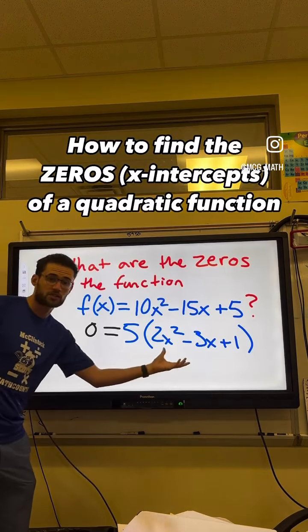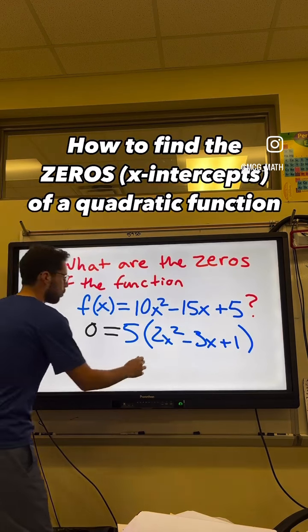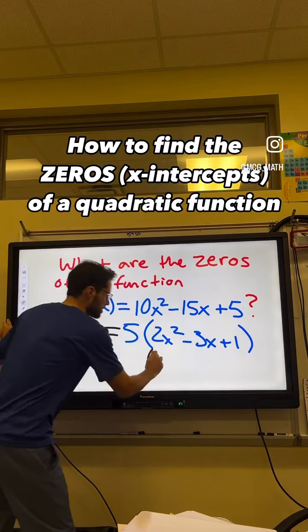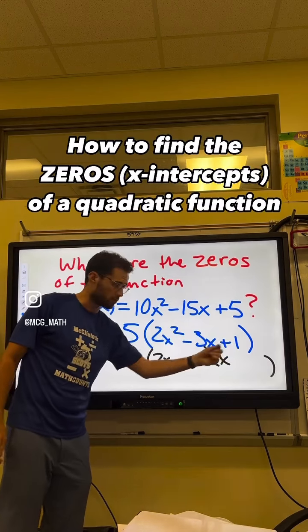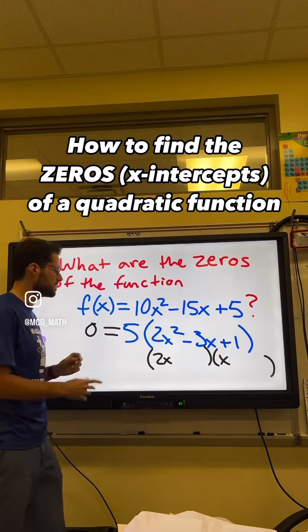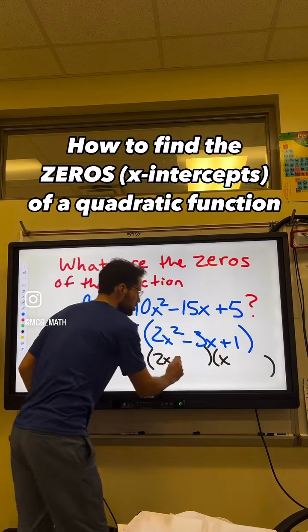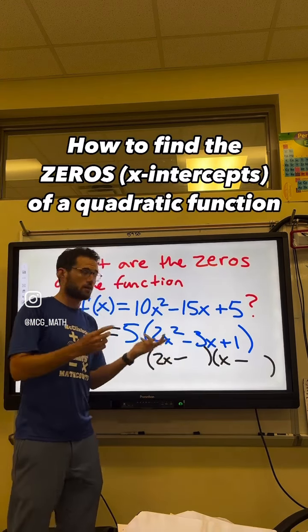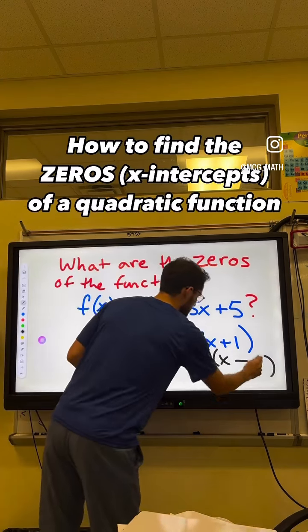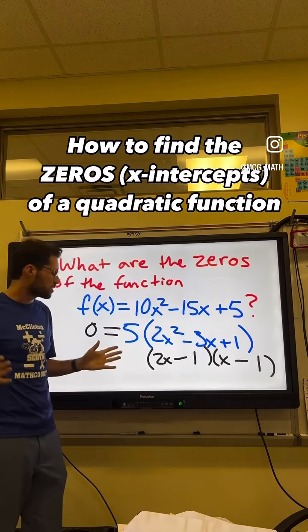From there, we want to factor this trinomial even further. So we think, what times what could give us 2x squared? Well, that'd be 2x times x. And we've got a positive constant term, which means it's either two negatives or two positives. In this case, they add up to a negative, so it's going to be two negatives. Then you think, what could you multiply to get 1? Well, the only whole numbers would be 1 and 1. So we've got 2x minus 1 and x minus 1. If you want to check if you factored that right, just FOIL it out.